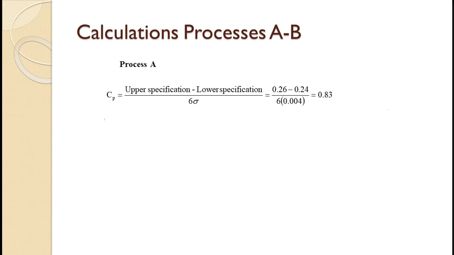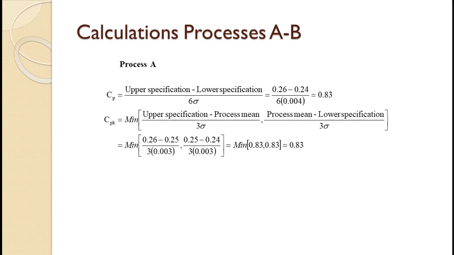When the process capability ratio shows a process to be incapable, there is really no point in computing the process capability index, but we will do so anyway. The upper specification of 0.26 minus the process mean of 0.25, quantity divided by 3 times the standard deviation yields 0.83. The process mean of 0.25 minus the lower specification of 0.24, all divided by 3 times the standard deviation yields 0.83. The minimum is 0.83, so the process capability index is 0.83.